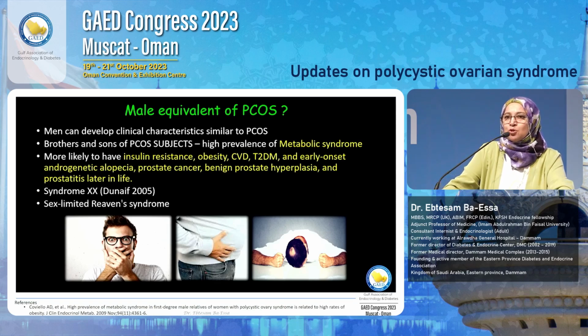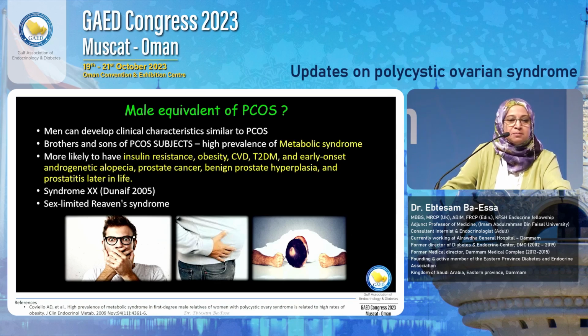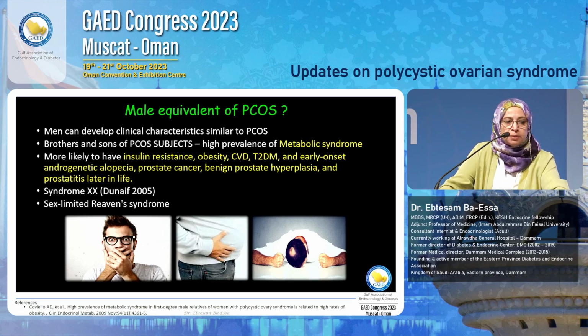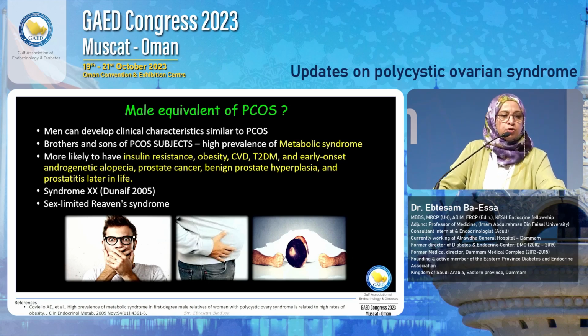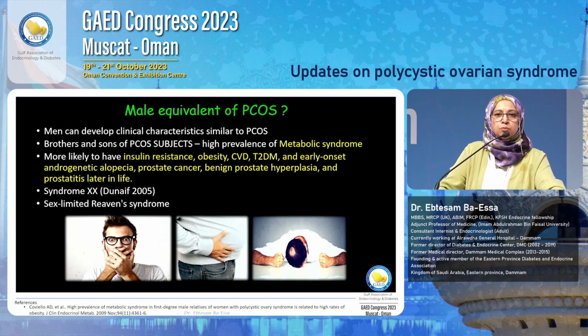Our male colleagues should not sit back and relax, because we have a male equivalent of polycystic ovary syndrome. Men can develop clinical characteristics similar to polycystic ovary syndrome, and studies have shown that brothers and sons of polycystic ovary syndrome subjects have a high prevalence of metabolic syndrome, most likely having the metabolic consequences like insulin resistance, obesity, type 2 diabetes, and early onset of alopecia, as well as prostatic hypertrophy and risk of cancer. And we have some syndromes also linked to this state.